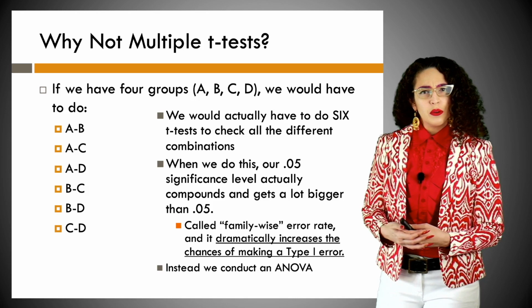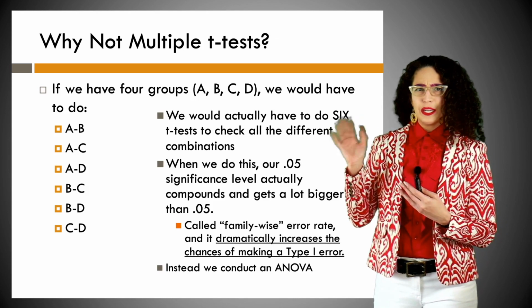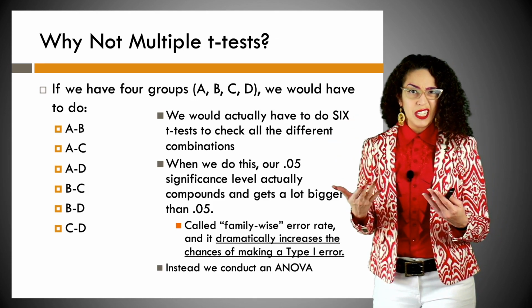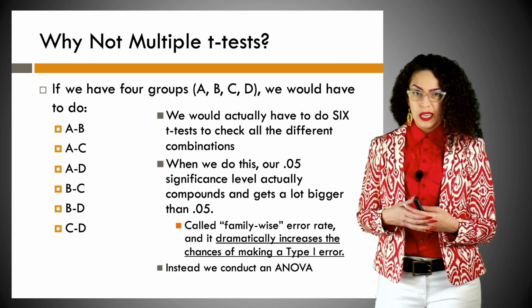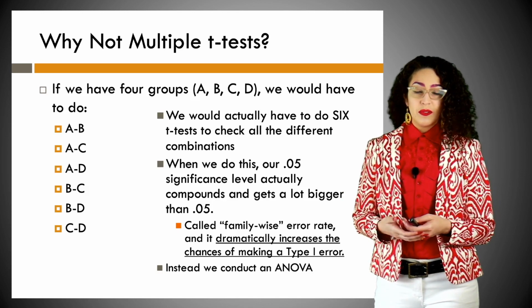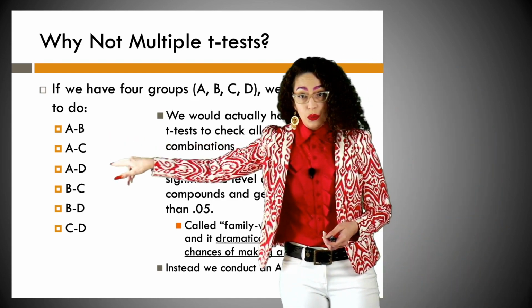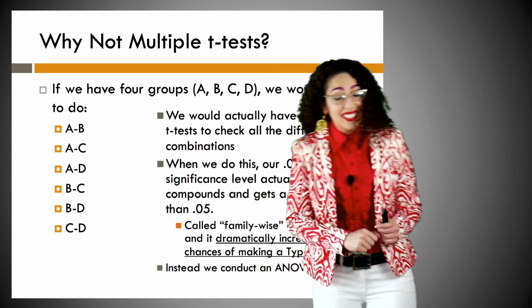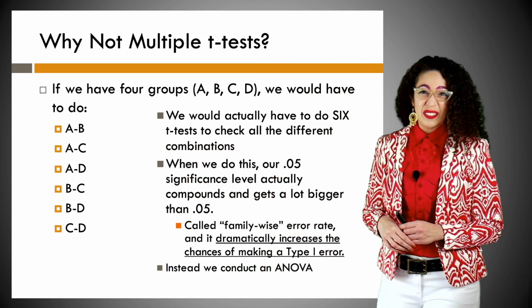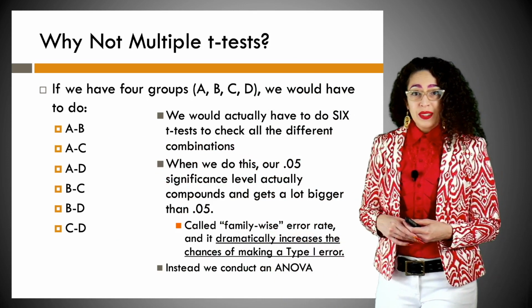So you might be wondering, why on earth do we do this special ANOVA thing when we could just do a bunch of t-tests? I mean, it's the same thing, right? Well, first off, if we had 4 groups, we would have to do 1, 2, 3, 4, 5, 6 t-tests. It's a lot of t-tests to be running, but I mean, it's possible, right?